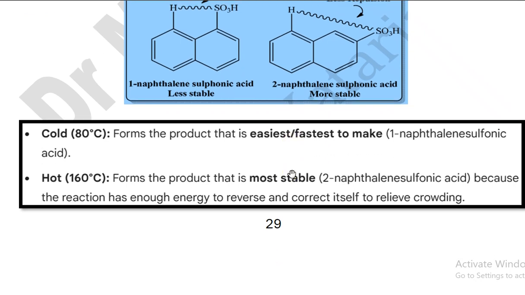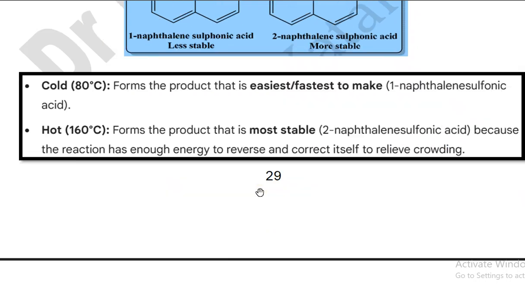So at normal conditions, with normal heating, the product formed is the one that is easiest and fastest to form, which is the alpha position. At high temperature, the product formed is the most stable one, which means the beta position.